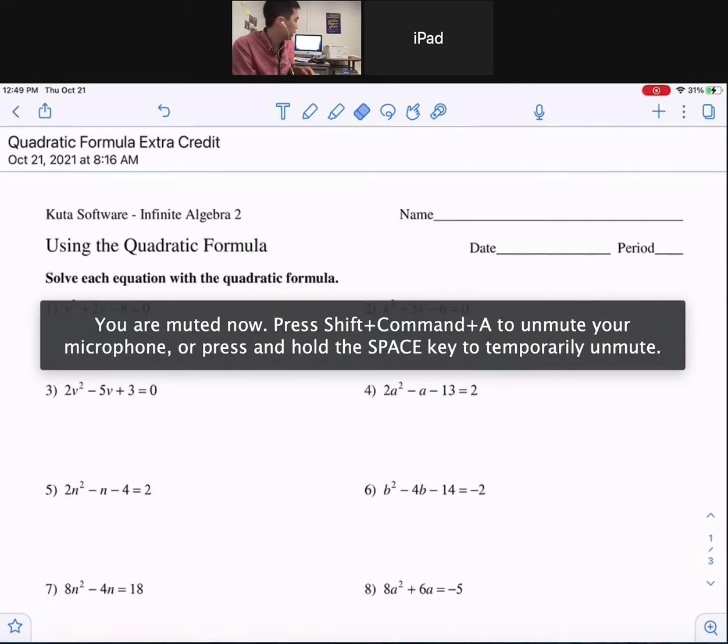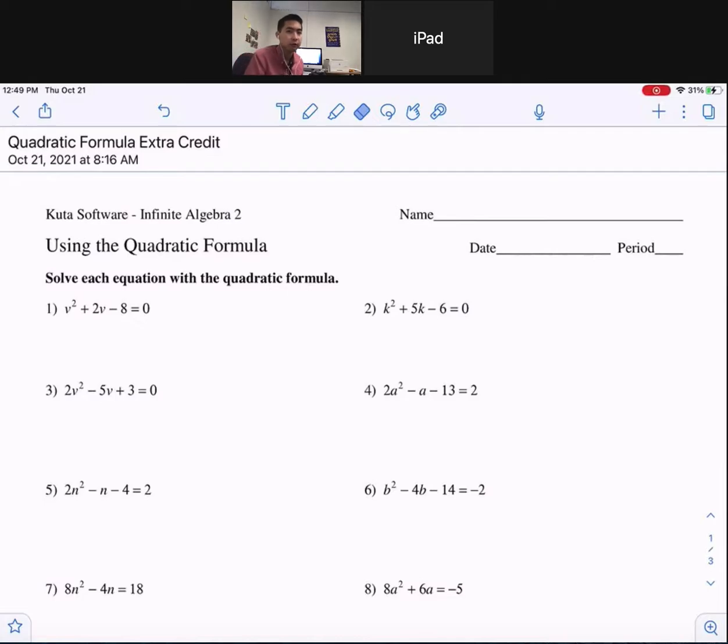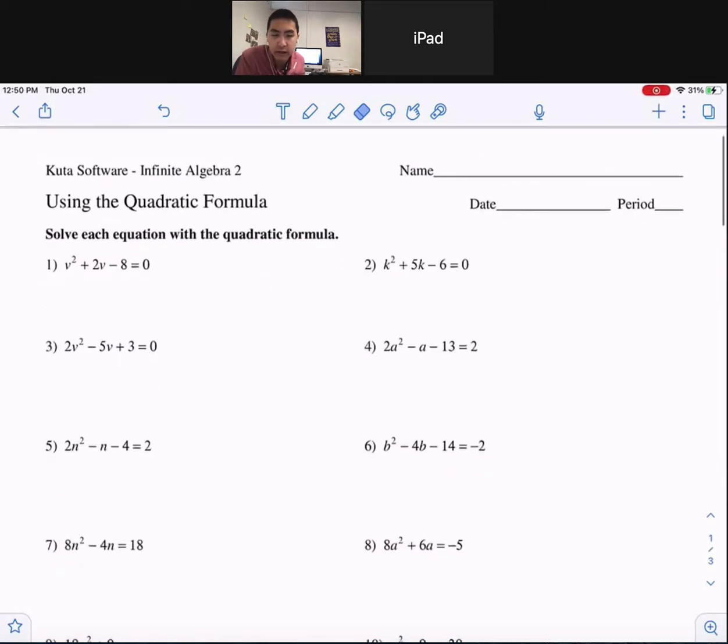Hey guys, here's your extra credit opportunity on the quadratic formula. I'm going to go through numbers 2 through 8 for you, just to give you some ideas and a better understanding of how to do this.